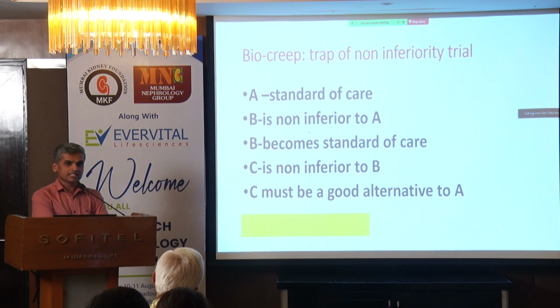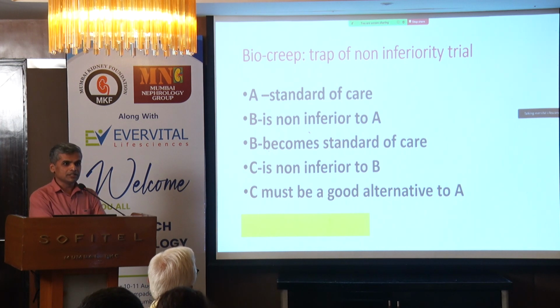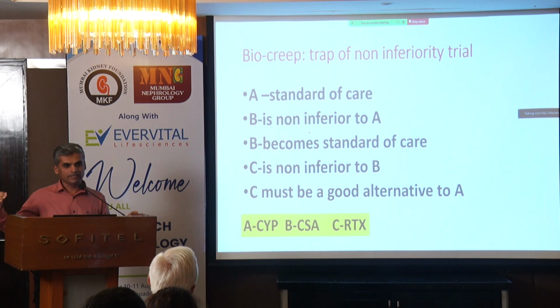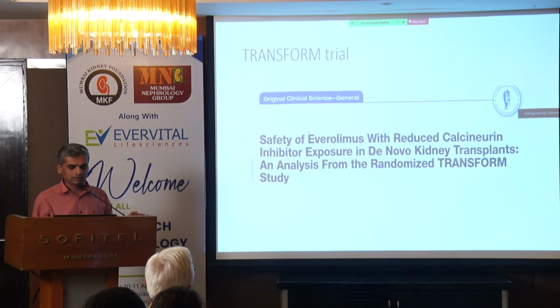Suppose A is a standard of care, then B is compared to see whether it is non-inferior to A, and yes, it is non-inferior, then B becomes the standard of care. Then C is introduced, to see whether it is non-inferior to B, and then C becomes a good alternative. So you can replace A with cyclophosphamide, B with cyclosporine, and C with rituximab. That is called biocreep: you are progressively accepting less and less effective treatment as the standard of care as we move on.